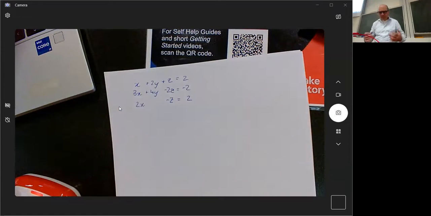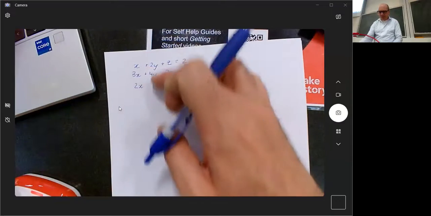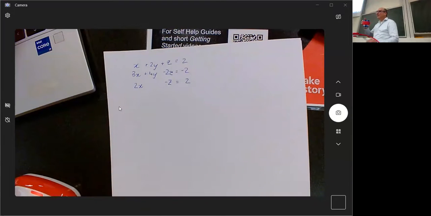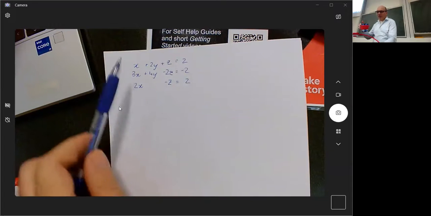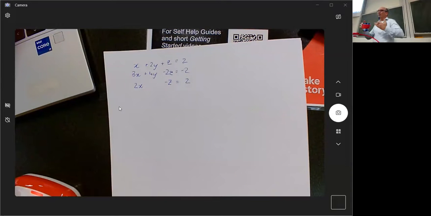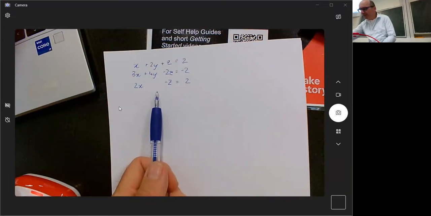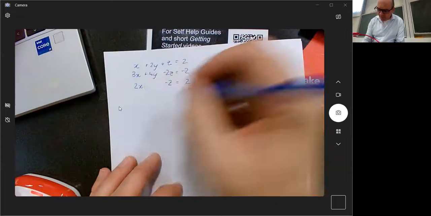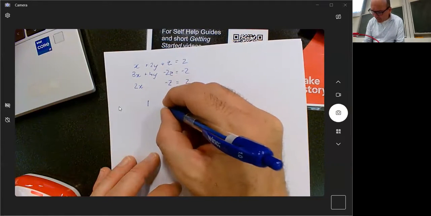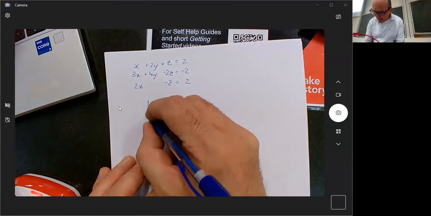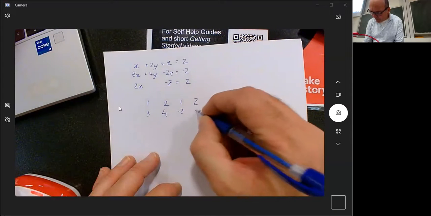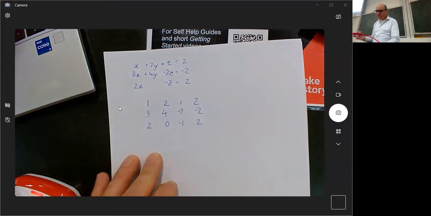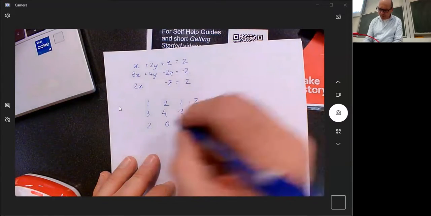As an example. You'll notice that I've tried to line up my x's, y's, and z's, even though there's no y in that last equation. I've just left it blank. That's kind of a good idea because it's going to help you. You can read off that matrix A that we're going to get is going to be that matrix of coefficients. And so that says there should be a 0 in that spot. And so my matrix should look like 1, 2, 1, 2, 3, 4, minus 2, minus 2, 2, 0, minus 1, 2.